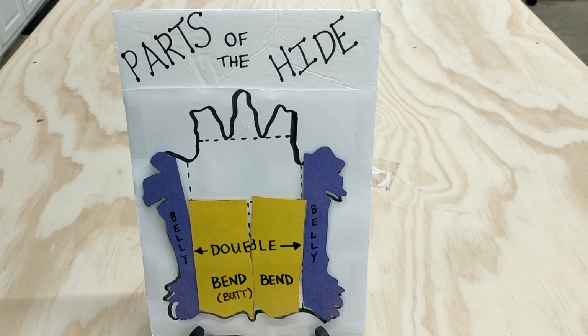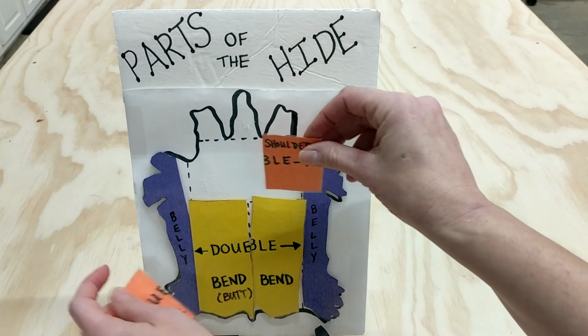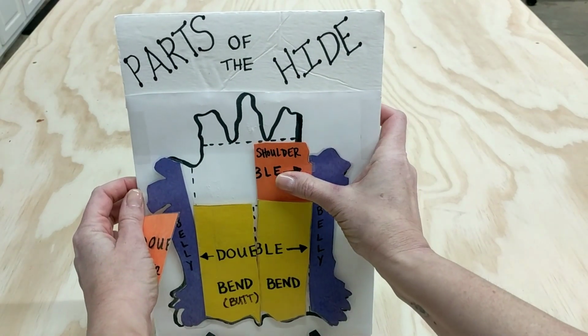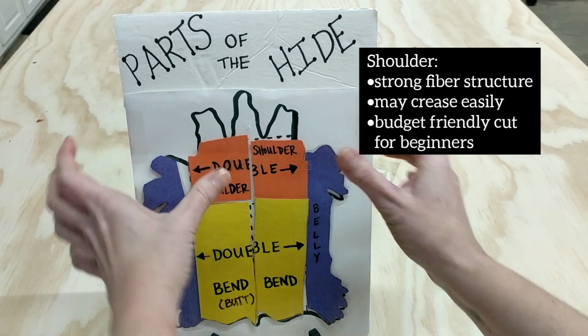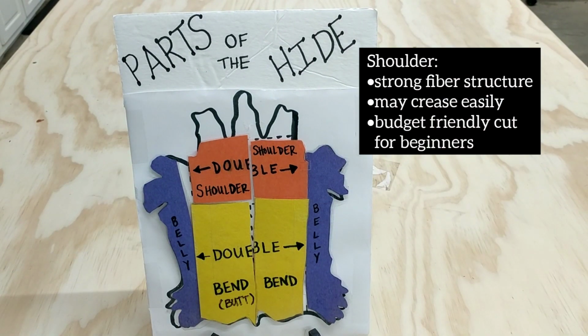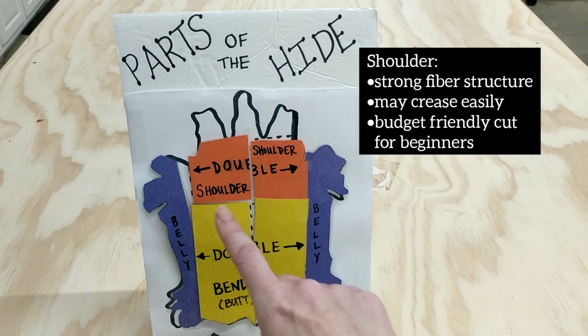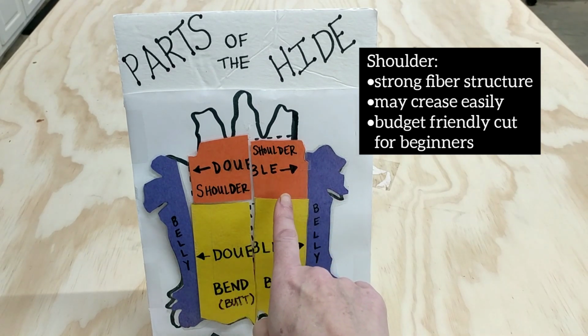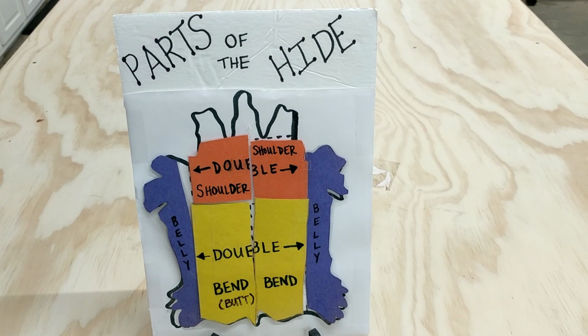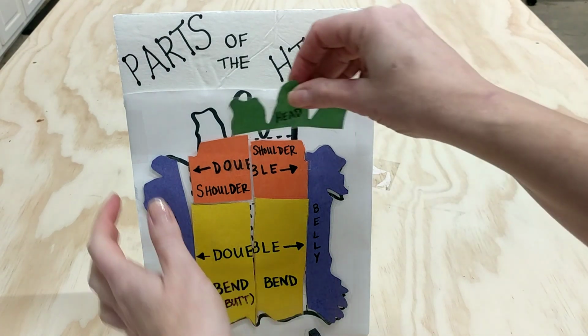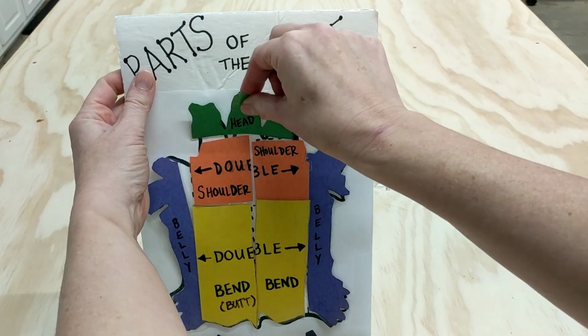Next up, we have the shoulders. One here and one shoulder here. Now, the shoulder fibers are strong, but they may crease easily because this area was affected by the animal's head movement. Again, think shoulders. So it's a really good cut for beginners to start with because it's both strong and budget friendly. And then finally, we have the head and the neck area.